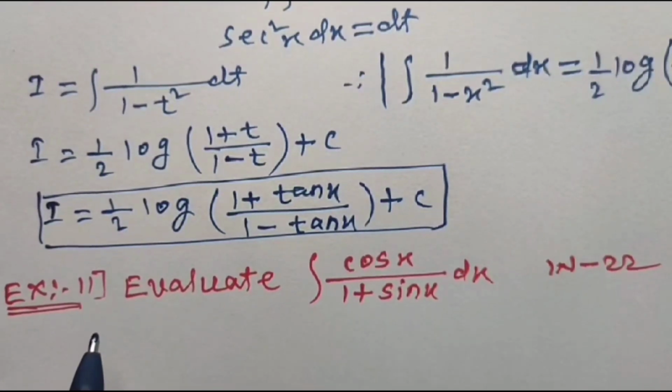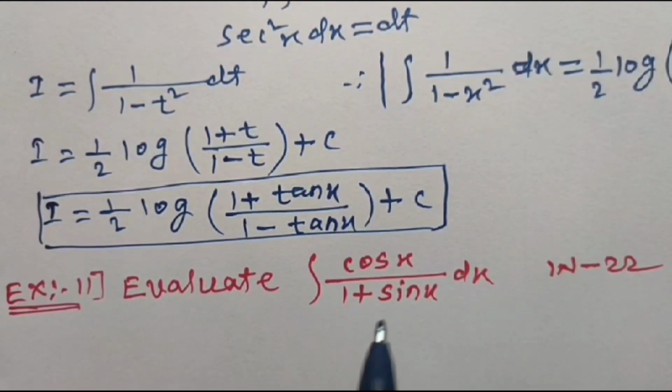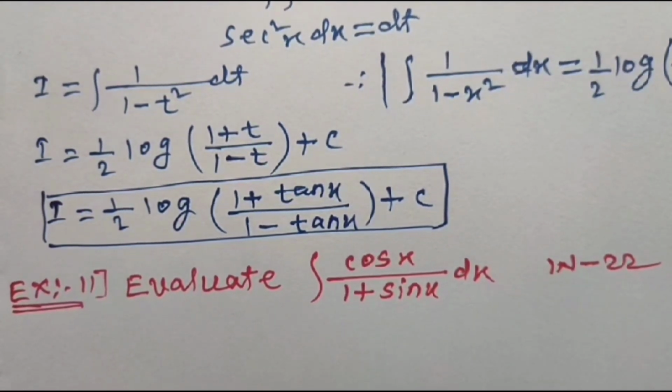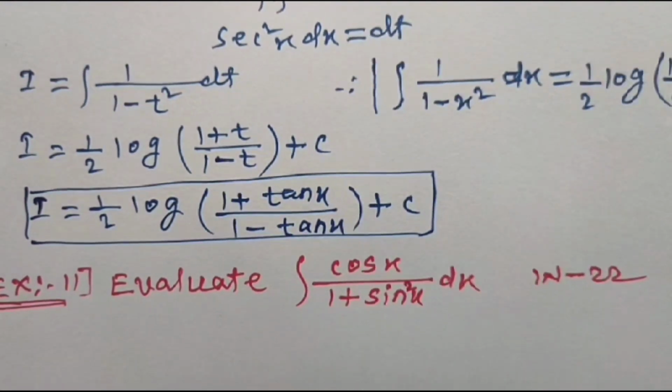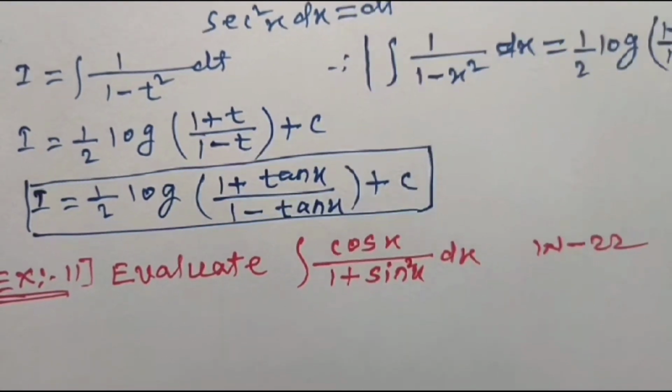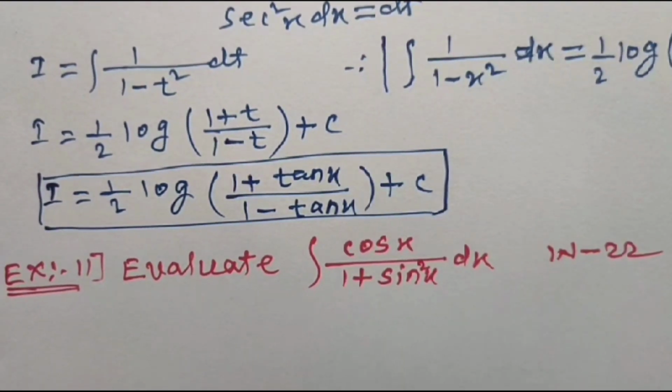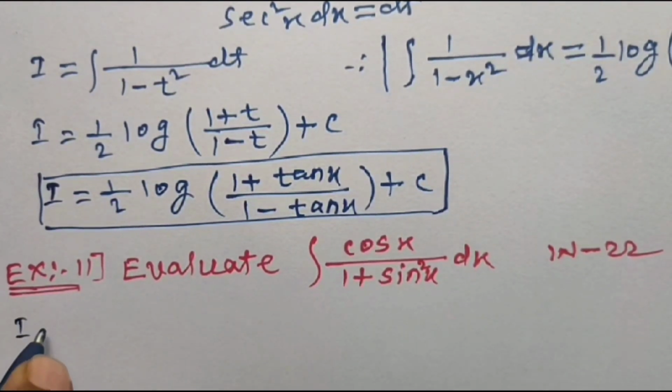Let us solve sum number 11. Evaluate the integral of cos x divided by 1 plus sin square x, integral with respect to x. And this sum appeared in winter 2022 for 4 marks. First of all, write down the given integral as it is.